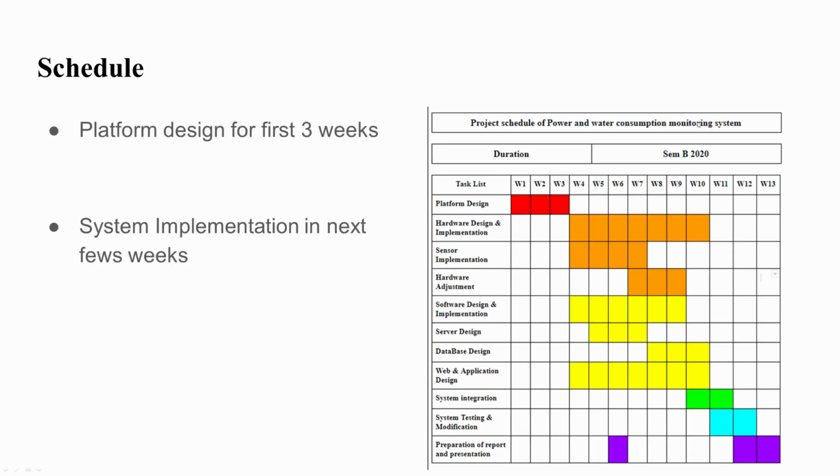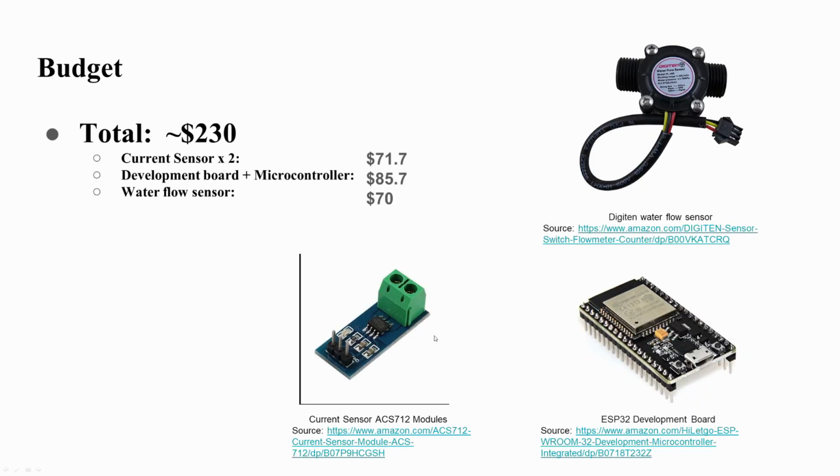So here is the detail of what we have done this year. For the first three weeks, we did the platform design, and then in the middle of the semester, we did a lot of stuff like the hardware implementation and the software implementation. We worked on the sensor, adjusted the hardware, and designed a database and our web application. In this project, we spent a total of 230 Hong Kong dollars for buying the two current sensors, one development board, the microcontroller, and the waterfall sensor.